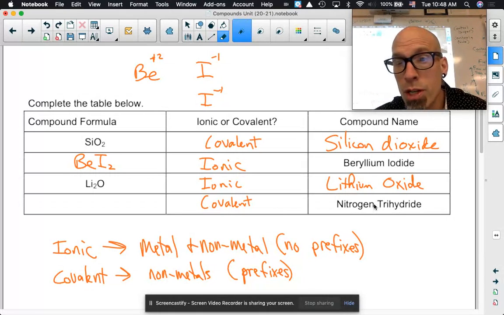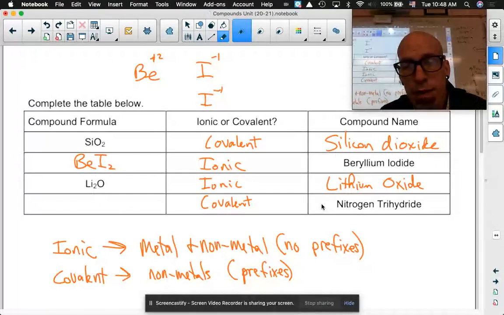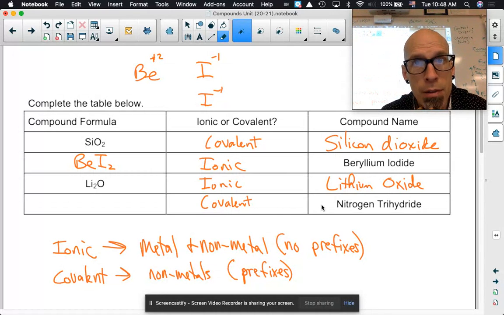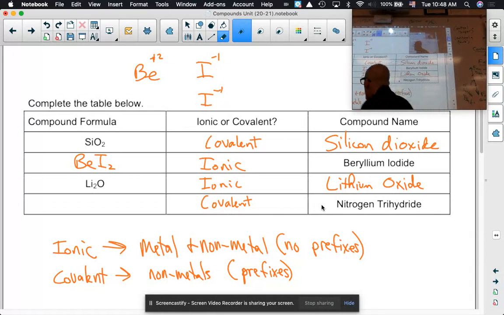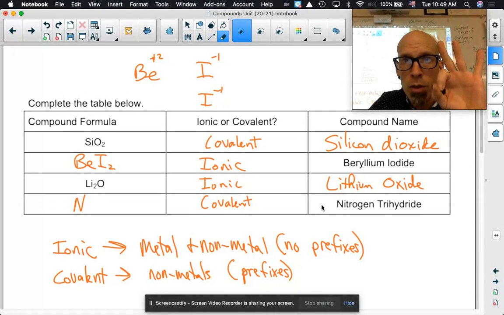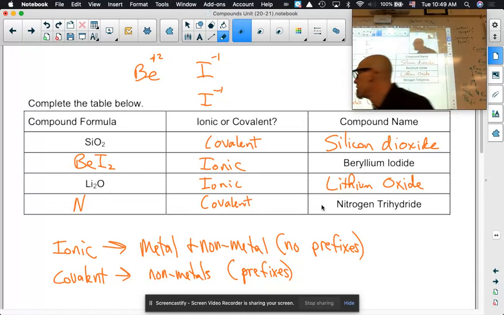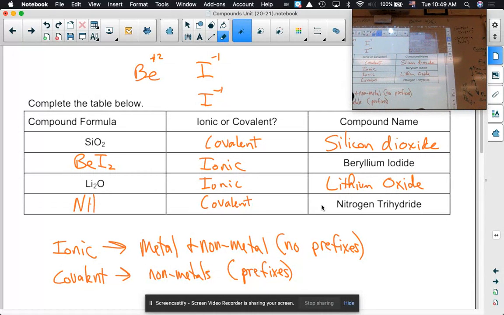And lastly now, nitrogen trihydride. So it's covalent, which means we need prefixes. Now, there's no prefix in front of nitrogen, which means there's how many of them? One. So there's only one nitrogen. One. Trihydride. Tri means what? Three. Three what? Three hydrogens. Hydride, hydrogen. That's what that means. NH3. That's supposed to be a 3. Oh my gosh.